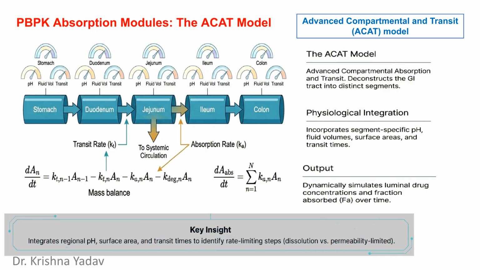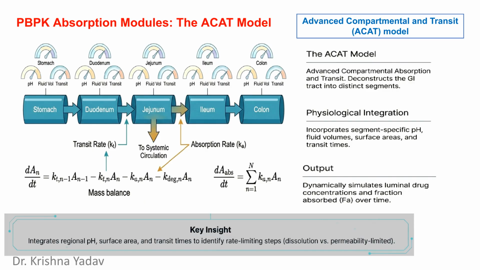In drug development, we can't treat the gastrointestinal tract as one long, uniform tube. The environment changes drastically from start to finish. The ACAT model reflects this by deconstructing the GI tract into distinct segments: the stomach, duodenum, jejunum, ileum, and colon. What makes this model so powerful is physiological integration. For every single one of these segments, the model factors in specific pH levels, fluid volumes, surface areas, and transit times. This is vital because a drug that dissolves perfectly in the acidic environment of the stomach might struggle in the neutral pH of the jejunum.